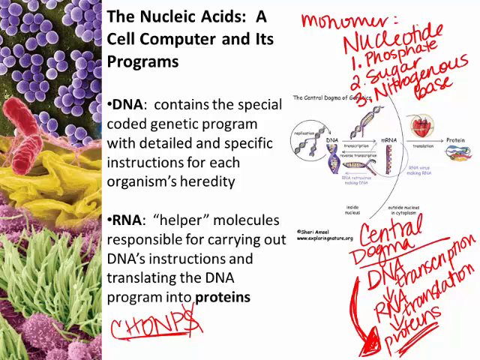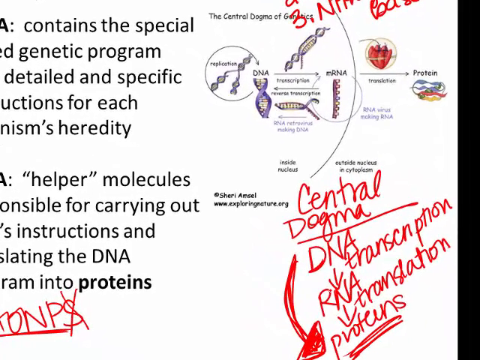The RNA is actually what your book considers a helper molecule. The reality is you cannot make proteins without RNA. RNA is sort of your go-between. It helps rewrite the DNA into a usable format so that that usable RNA can then be turned into proteins.